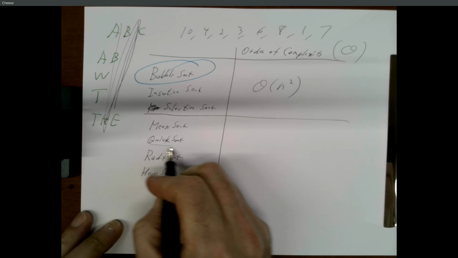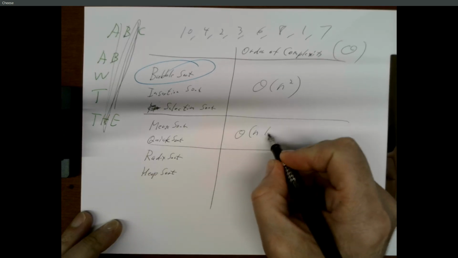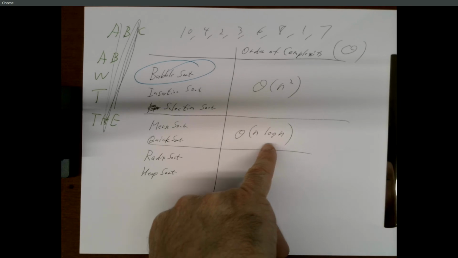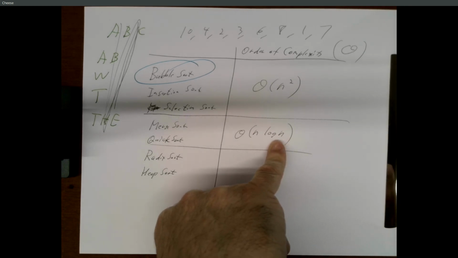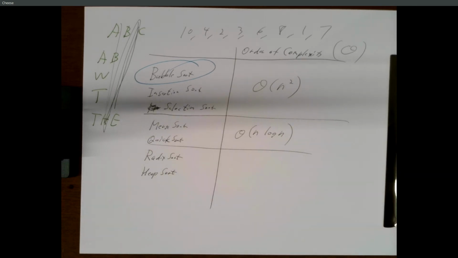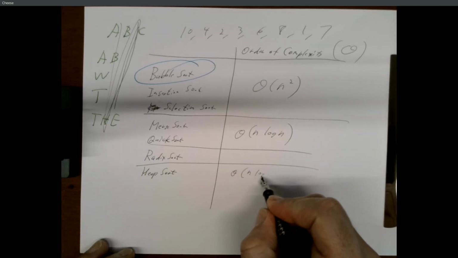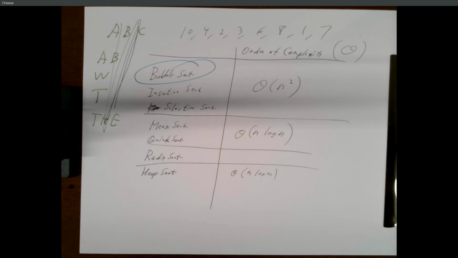Merge sort and quick sort get more like n log n. And that's good. It's not quite as good as order n, which is linear, but the distance from linear is pretty nominal. If you have 1 billion things, log n is around 20, so 20n, that's not bad. Heap sort, depending on how we measure it, is, I believe, also n log n.